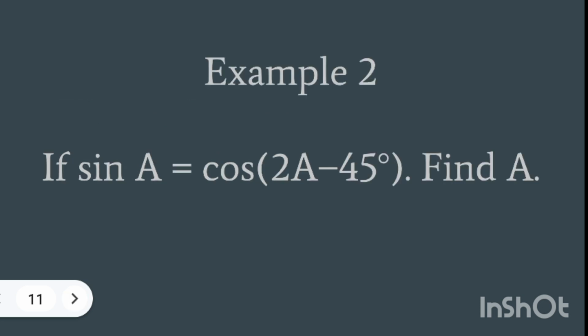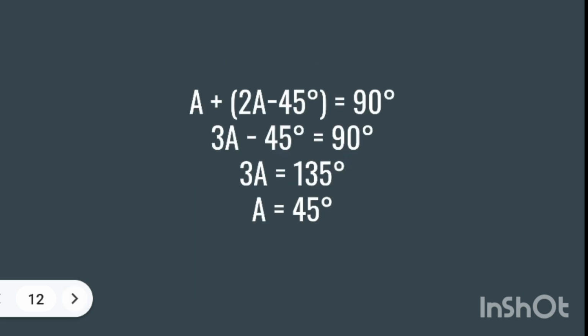Now comes another example. If sin A equals cos of (2A minus 45 degrees), find the value of A. Since sine and cosine are equal, their angles must be complementary. So A plus 2A minus 45 degrees equals 90 degrees. 3A minus 45 degrees equals 90 degrees. 3A equals 135. A equals 45 degrees.